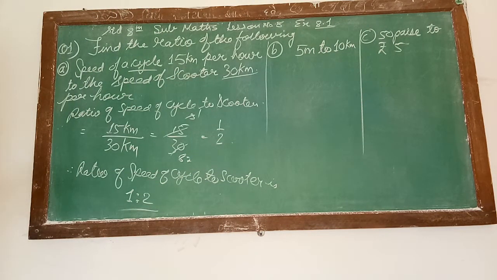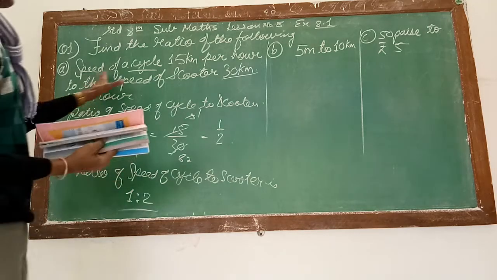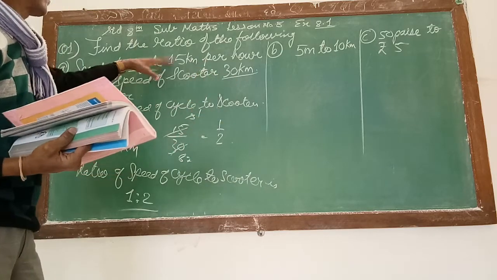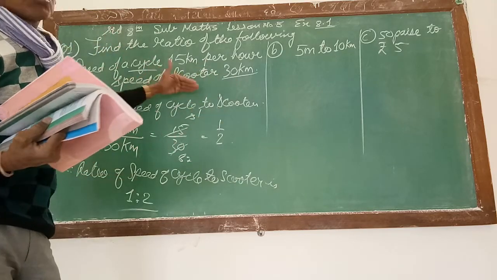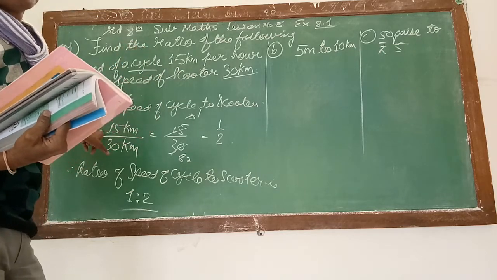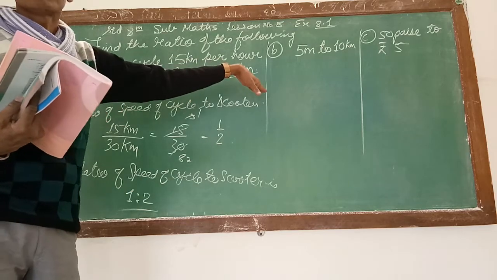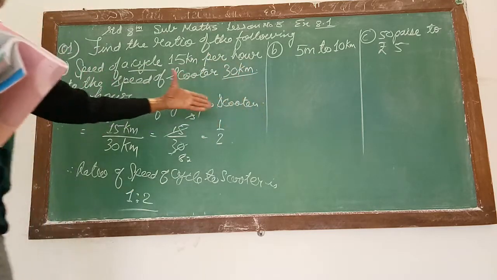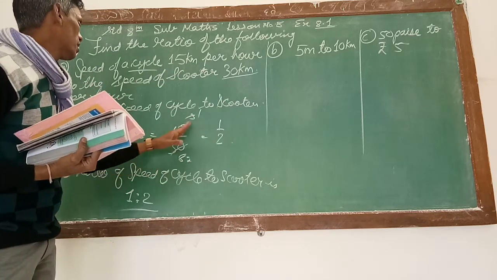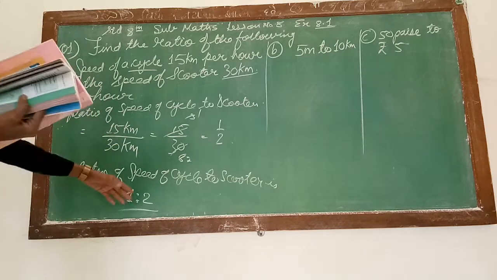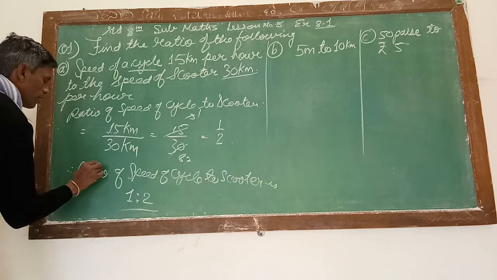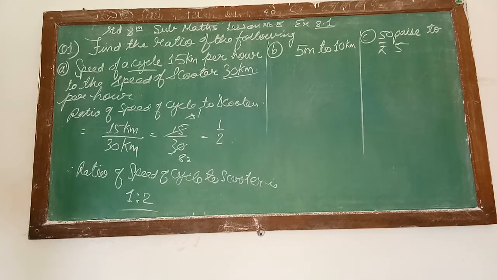Once again I am explaining. The speed of a cycle is 15 km per hour and the speed of a scooter is 30 km per hour. You have to find the ratio of cycle to scooter. Whose name comes first, cycle? So its speed will be the numerator, and whose speed is given afterwards in the question, that is scooter, that speed will be the denominator. So 15 by 30 is 1 upon 2. Ratio of speed of bicycle to scooter is 1 is to 2.